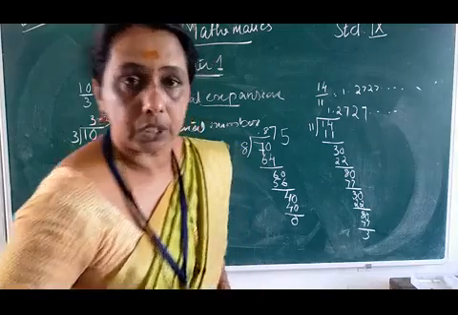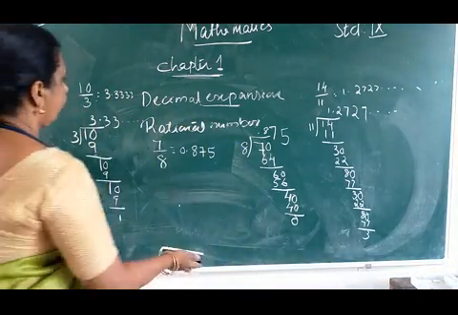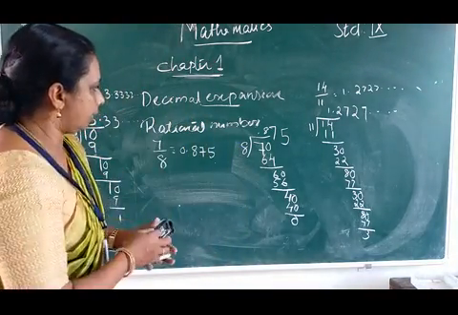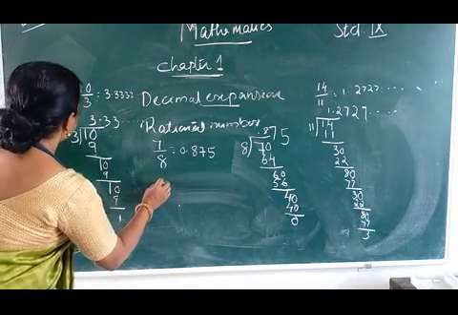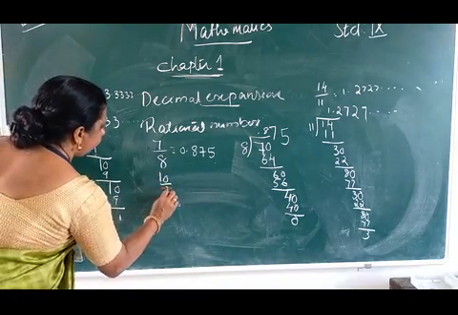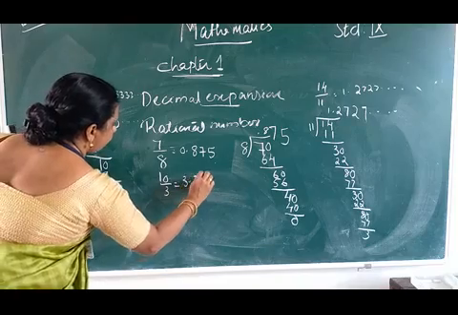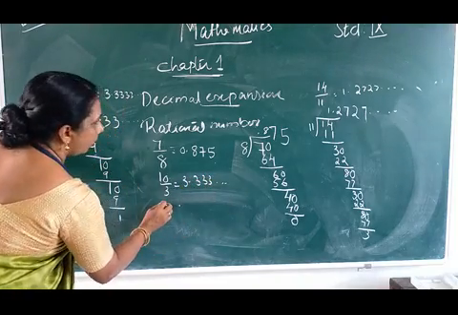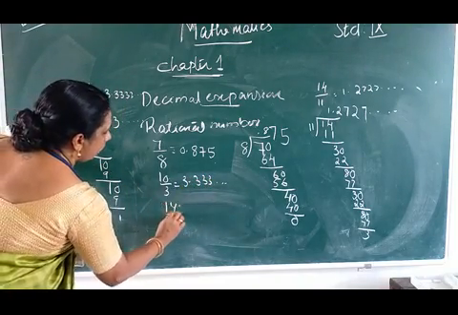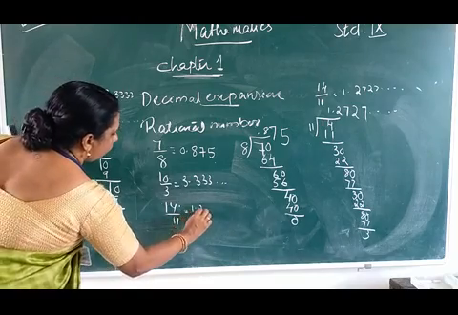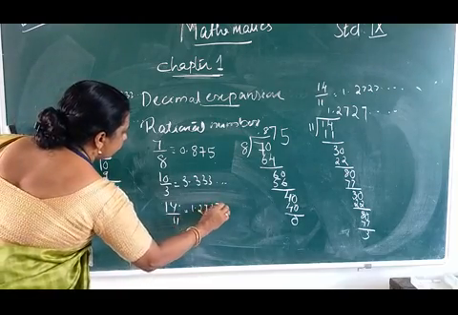Here we are taking 2 cases. Here I am writing one rational number. Second one is 10 by 3, we get 3.333 etc. Then 14 by 11, we get 1.2727 etc.